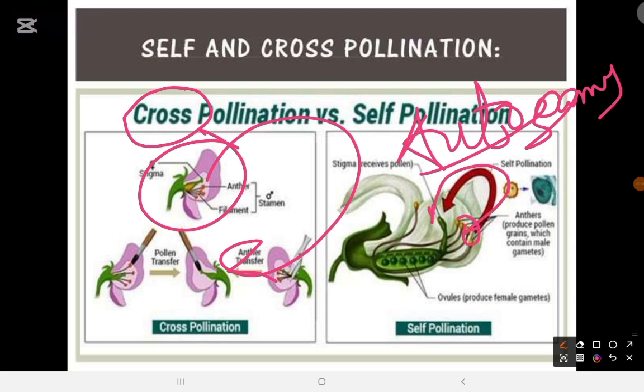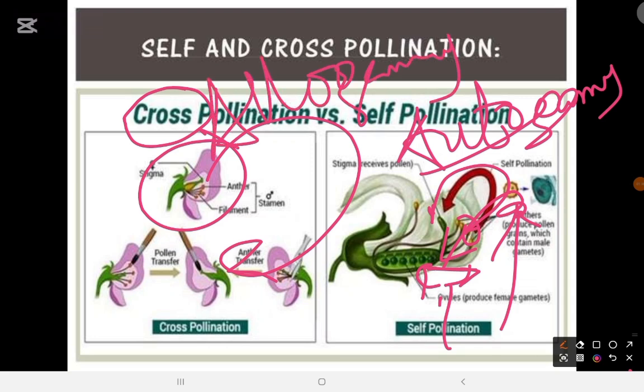Usually, in plants that do this, the anther is born higher than the position of the stigma. Because of that, pollen grain can easily just fall. So it's called autogamy, while the cross pollination, the transfer of pollen grain from the anther of one flower to another, is called allogamy. Allogamy, all right?